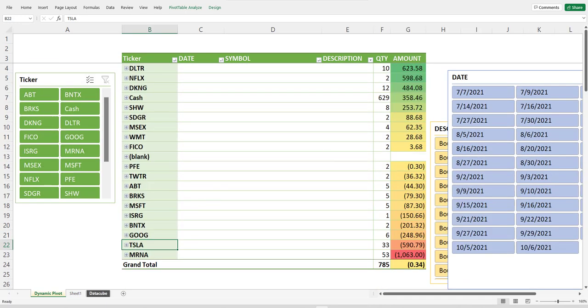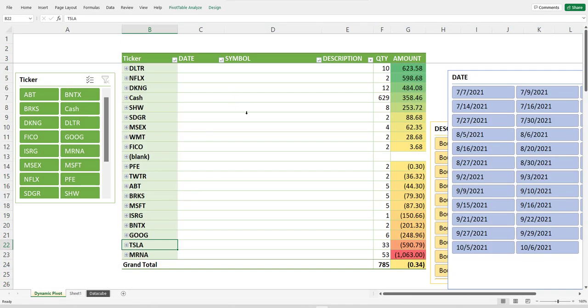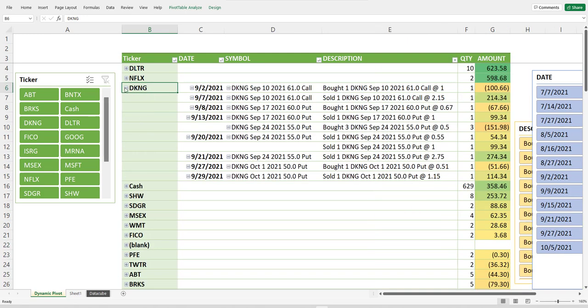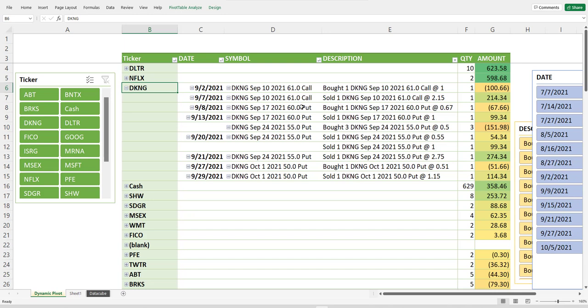But this is basically how easy it is to set up a transaction log and to look at it, go through it. I made money on DraftKings. This is funny. I have to end on this. I made money on DraftKings, made $484. Do you know what I was doing with DraftKings? I was buying puts. I have only a couple calls.